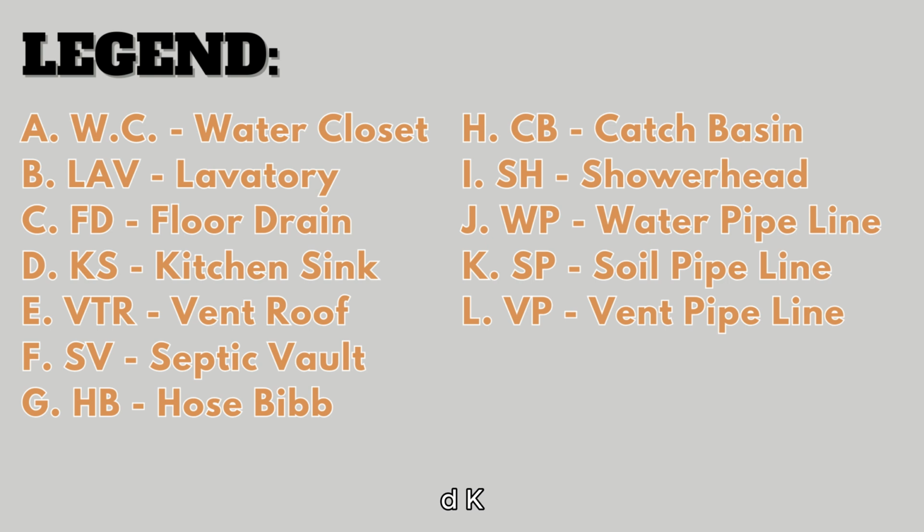drain; D, KS for kitchen sink; E, VTR for vent through roof; F, SV for septic vault; G, HB for hose bib; H, CB, catch basin; I, SH for shower head; J, WP for water pipeline; K, SP for soil pipeline; and L, VP for vent pipeline.